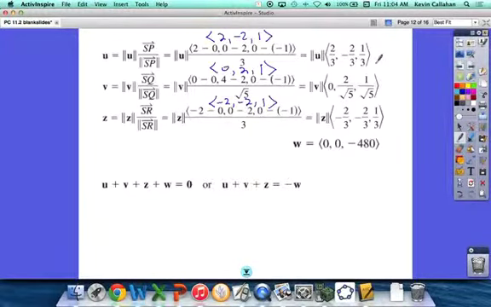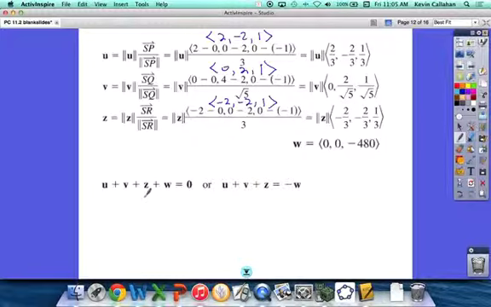So now we've got 3 vectors, u, v, and z, that are pulling in some direction up. And then you've got the w, which is pulling down. And you know that the sum of all 4 equals 0 because the thing is stuck in place. It's not moving anywhere. It's just stuck.